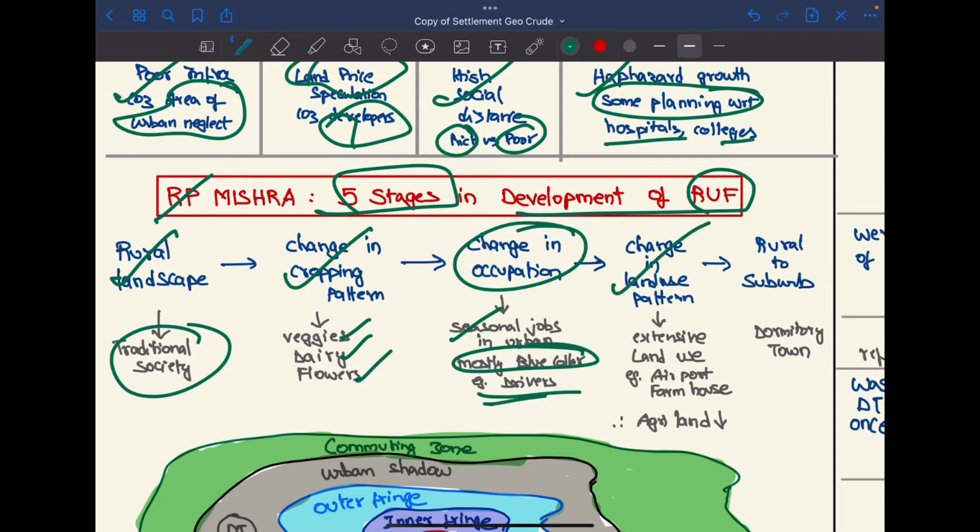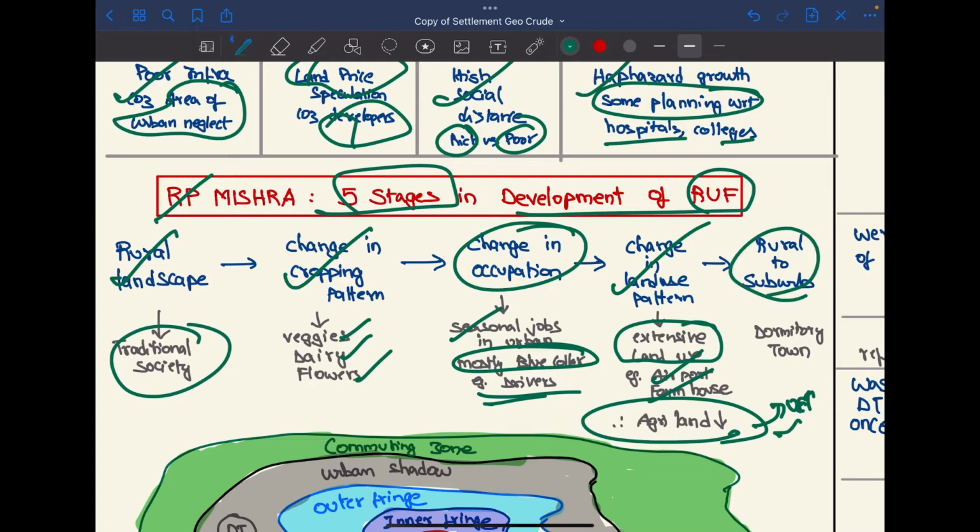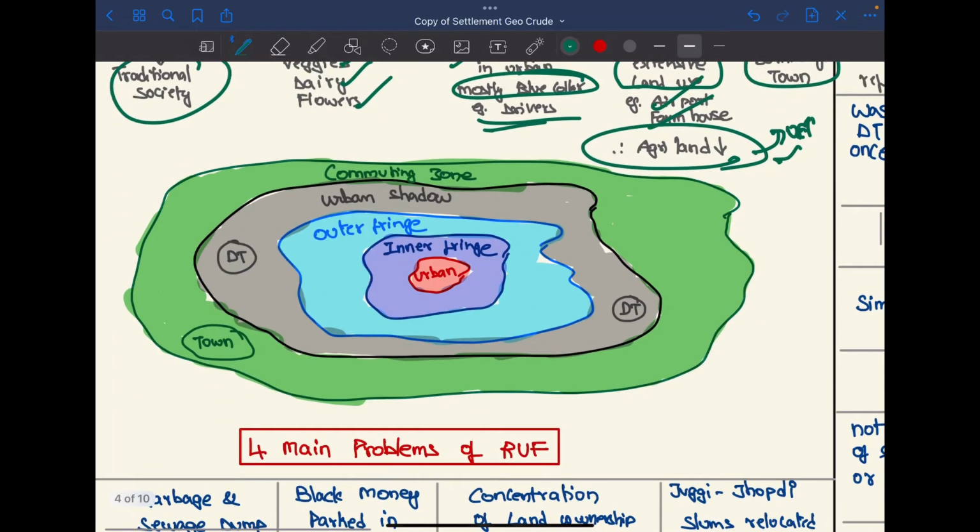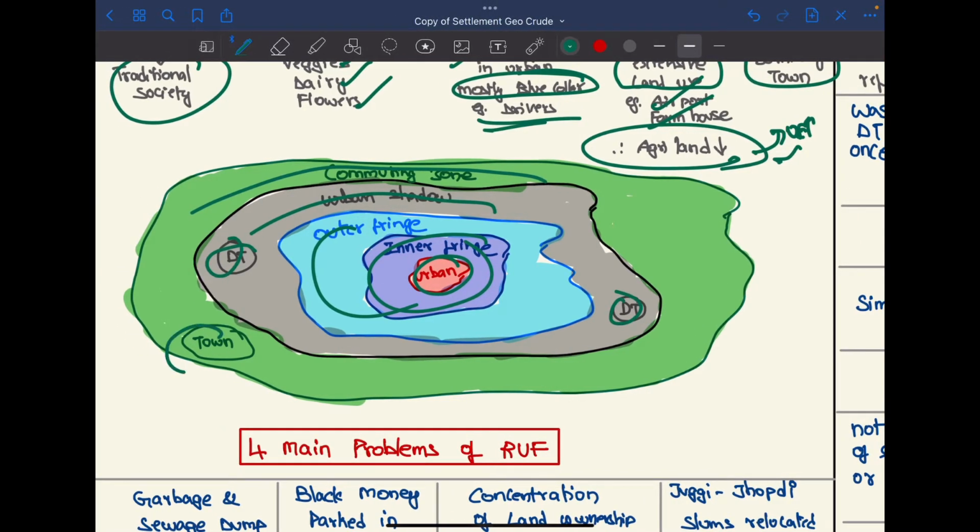Then there will be a change in land use pattern, with extensive land use for airports, farms, etc. Therefore, there will be a fall in agricultural land. Therefore, there will be more unemployment, more conflict, and more crime. Then the land will change from rural to suburbs. Example, dormitory town. So we have the urban areas here, inner fringe here, outer fringe here, urban shadow here, and commuting zone here. Some dormitory towns are here, and there is a commuting town here.